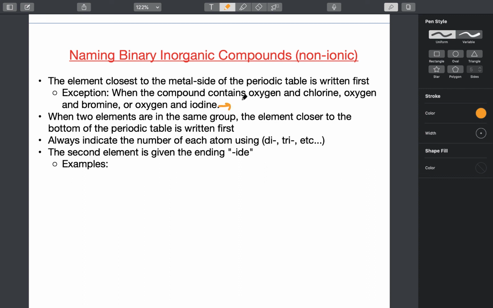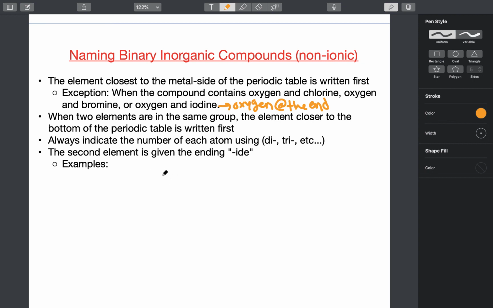So for these, you put oxygen at the end. Normally it would be written first, however here it's not. So when two elements are in the same group, the element closer to the bottom of the periodic table is written first. Also, you always indicate the number of each atom using the Greek prefixes of di, tri, etc. So di, tri, tetra, penta, hexa, hepta, octa, nona, deca, etc. And then the last rule is that the second element is given an ending "ide."